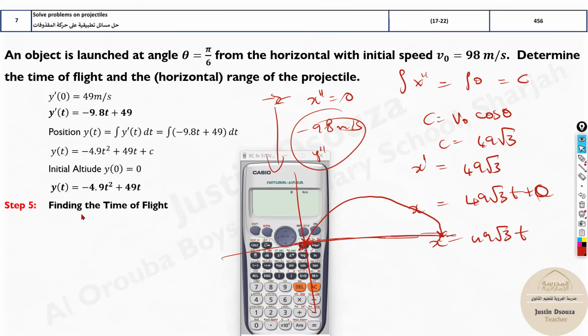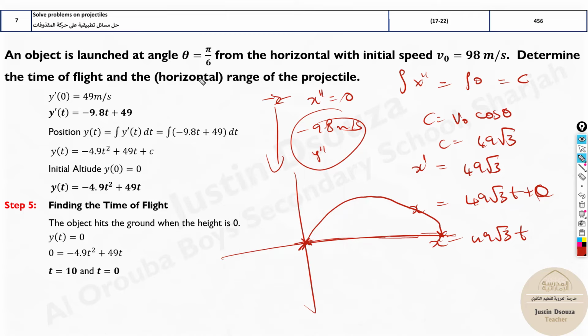Let's take our calculators. Now, finding the time of flight: as I just explained, the object hits the ground when the height is 0, isn't it? So we just substitute this as 0. It's a quadratic equation now. Mode 5 and 3. Substitute the coefficients. It's minus 4.9, and then we have 49t, and there is no constant term. It's 0. So what are the answers? 10 and 0. So t is 10 and 0. This means 0 is the initial time, because we launch it from 0 and it will fall down after 10 seconds. So the time it takes to land, or the time of flight, is basically 10 seconds.